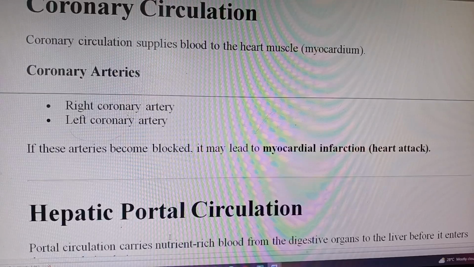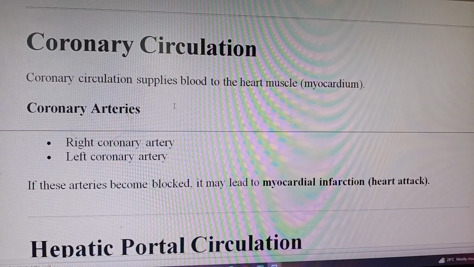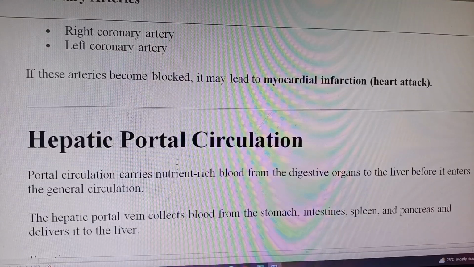Next we will see coronary circulation. The heart itself needs blood. The heart layers need some amount of blood. This blood is supplied by the coronary arteries. Coronary circulation supplies blood to the heart muscles, that is the myocardium. So what are the arteries supplying blood to the heart muscles? First one is the right coronary artery, another one is the left coronary artery. If these arteries become blocked, it may lead to myocardial infarction, which is called a heart attack.